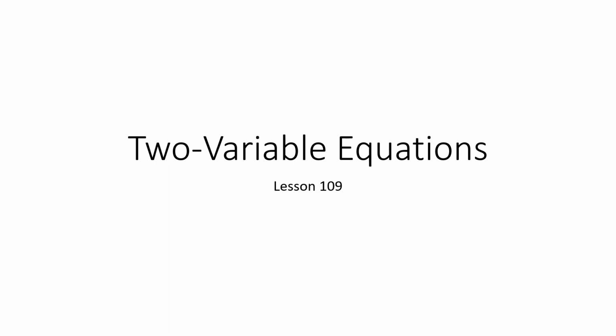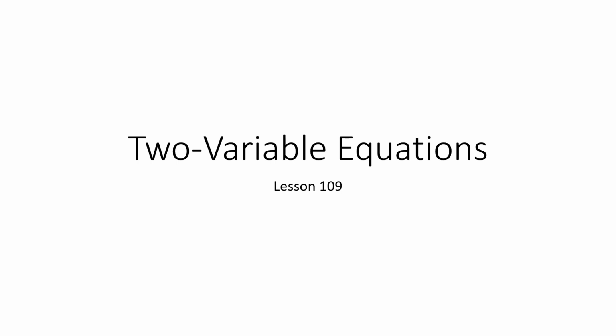We're going to look at lesson 109, and our next lesson will tie 109 and 108 together. We're going to talk about two variable equations. So first of all, what is an equation? An equation is a set of information with an equal sign. 2x equals 4, and then you solve for x. Two variables means there's an x and a y.